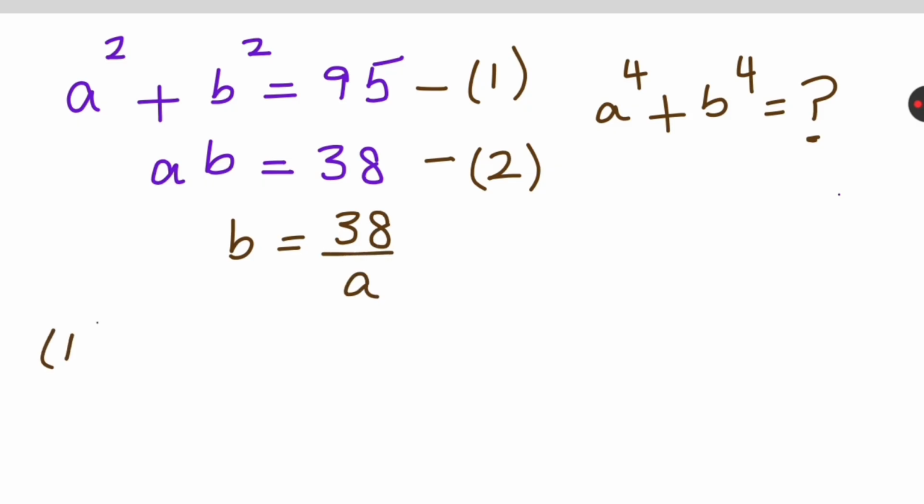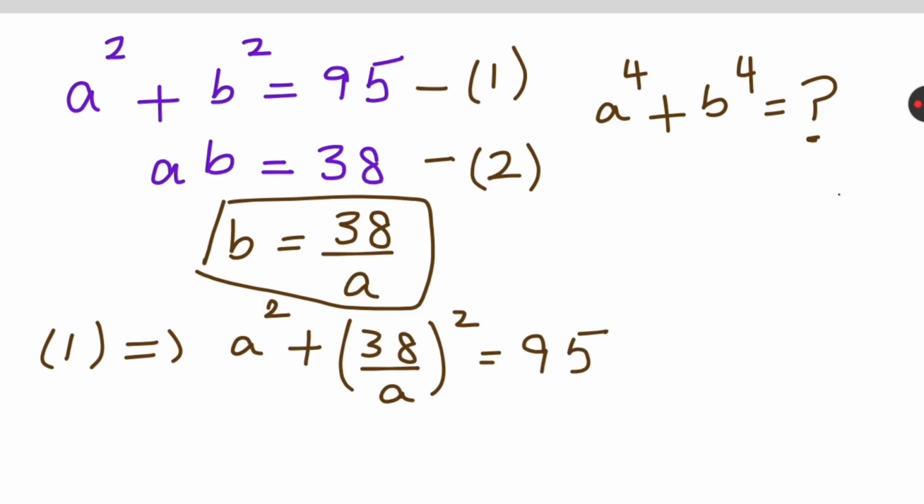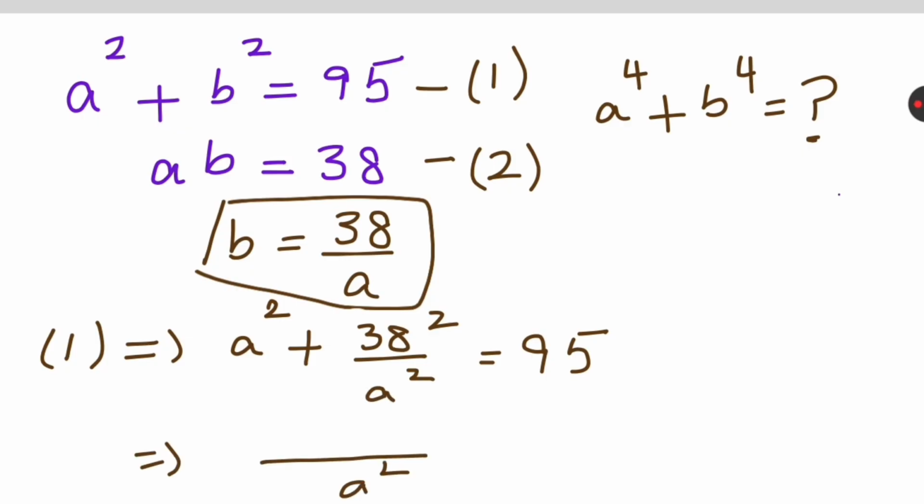Then our first equation turns into a raised to power of 2 plus b raised to power of 2. So the b value is 38 over a, so that is 38 over a whole raised to power of 2, that is equal to 95. This 38 over a whole raised to power of 2, we can write it as 38 whole raised to power of 2 over a raised to power of 2. If we take a raised to power of 2 as LCM, then we will get the numerator as a raised to power of 4 plus 38 whole raised to power of 2, that is equal to 95.